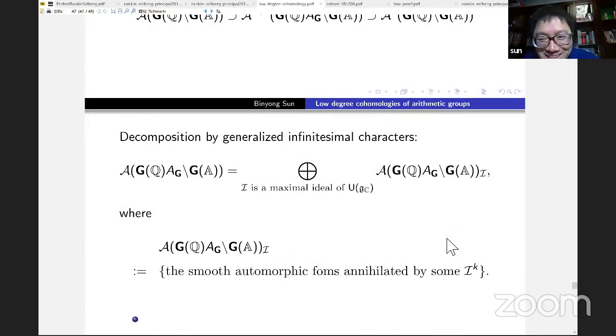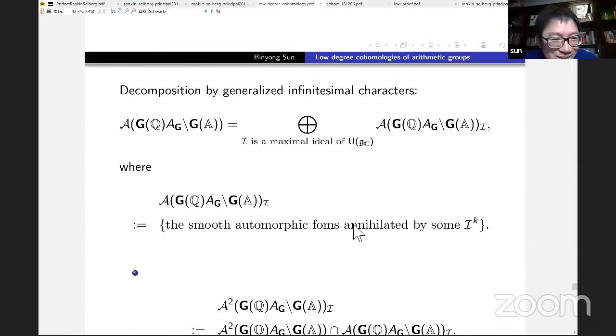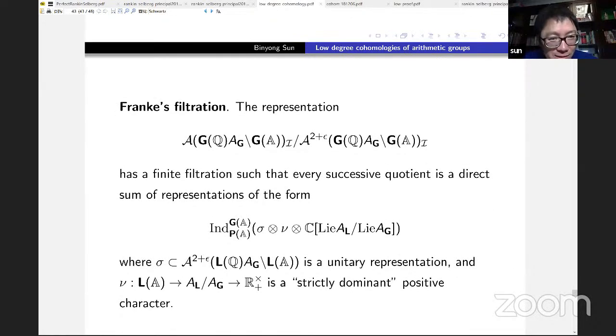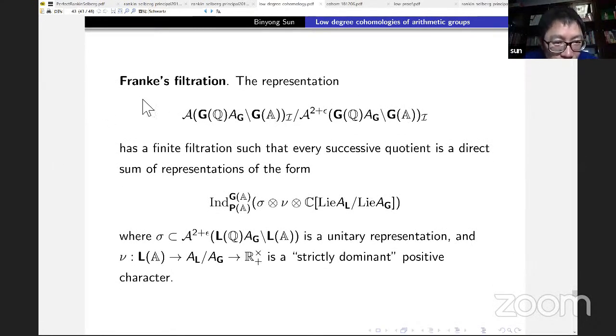Yeah, I prefer to use smooth automorphic forms. Okay. Then the space of automorphic forms has a decomposition in terms of generalized infinitesimal characters. Here I is a maximal ideal of the center of the universal enveloping algebra. Okay, then we have this decomposition. Franke's filtration says that we consider the quotient of the space of automorphic forms attached to this I.